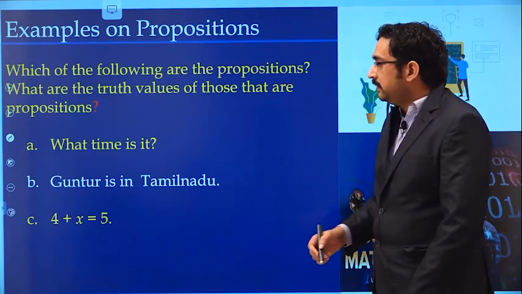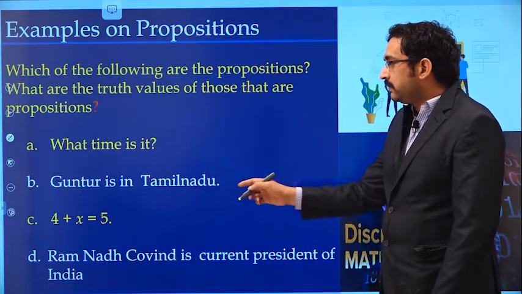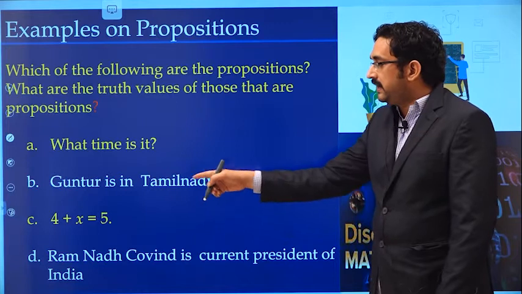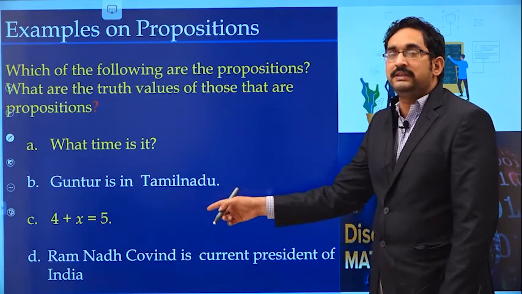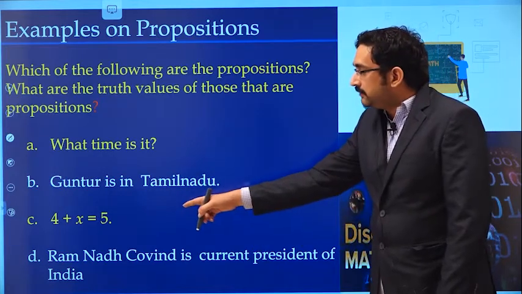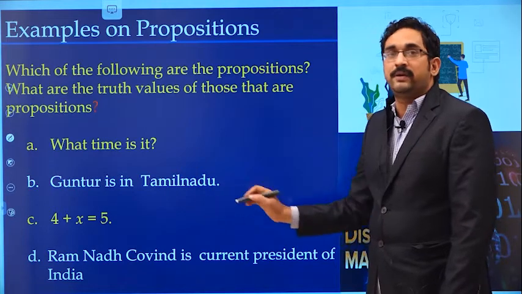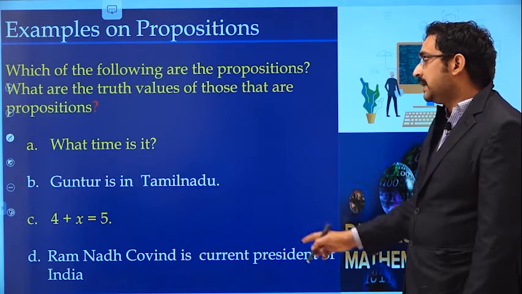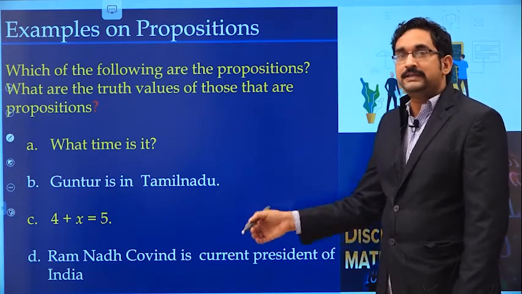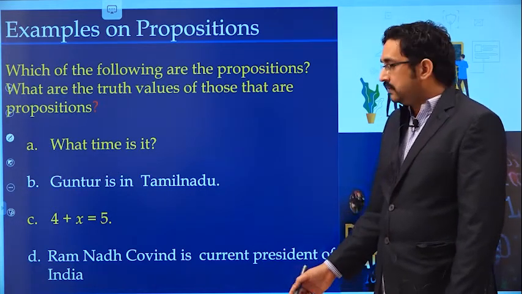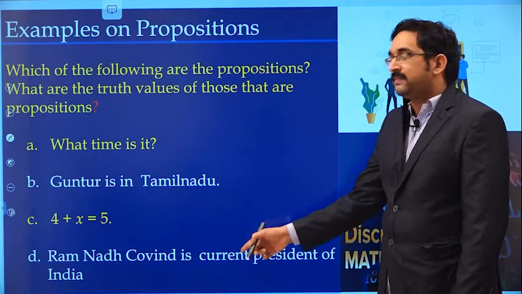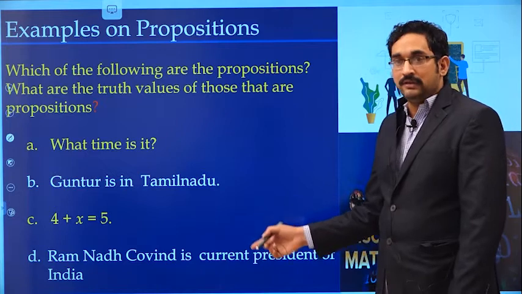See the third one, 4 plus x equal to 5. We know that it is an open statement because the variable x is there, it is not assigned any value. So, the third one is not a proposition. See the last one, Ramnath Kovind is the current president of India. It is a declarative statement. We know that Ramnath Kovind is the current president. Hence, it is a proposition and its value is true.